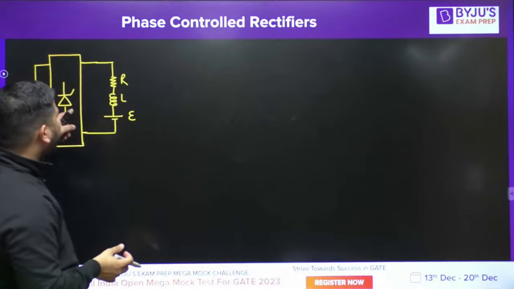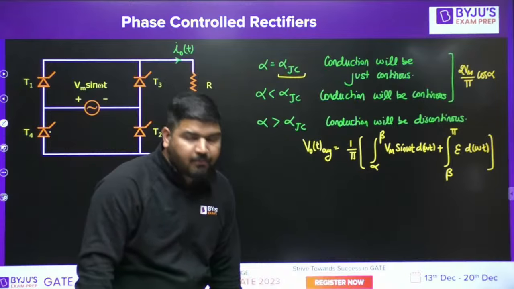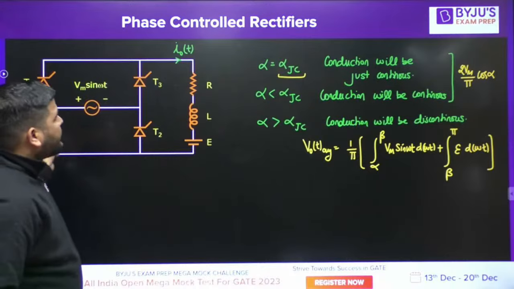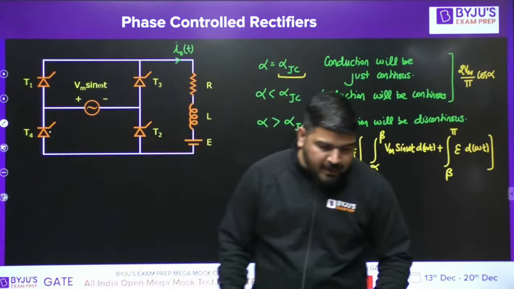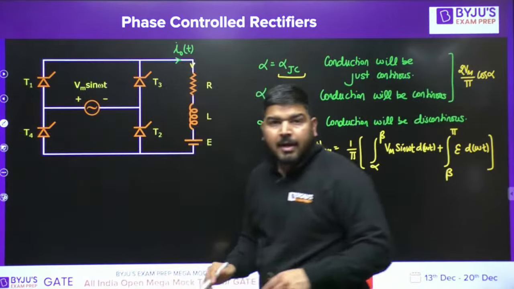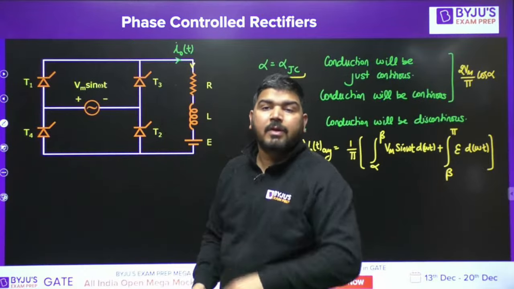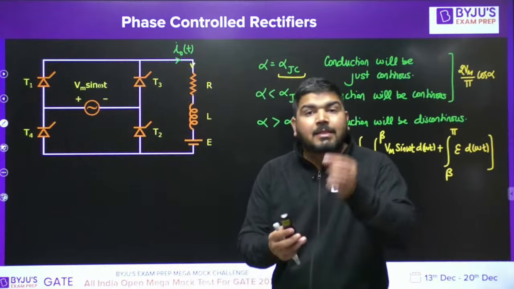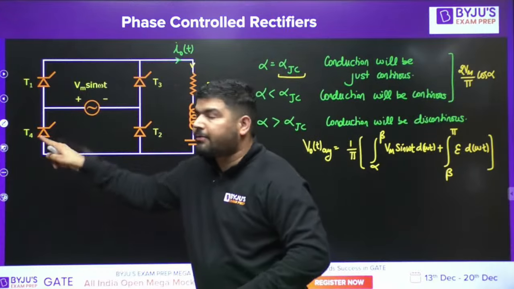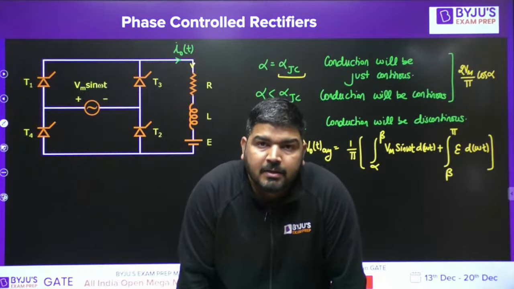Let's say at alpha T1 T2 start conducting. This T1 and T2 start conducting at some firing angle alpha. And at pi plus alpha T3 T4 start conducting. Whenever T1 T2 start conducting, the current will start from 0 value itself, and I want that the current is just continuous. It means the current will again become 0 at pi plus alpha. Just before T3 T4 are fired, the current is again becoming 0, so that whenever T3 T4 are fired, again the current starts building up. Then the current will be just continuous in that case.